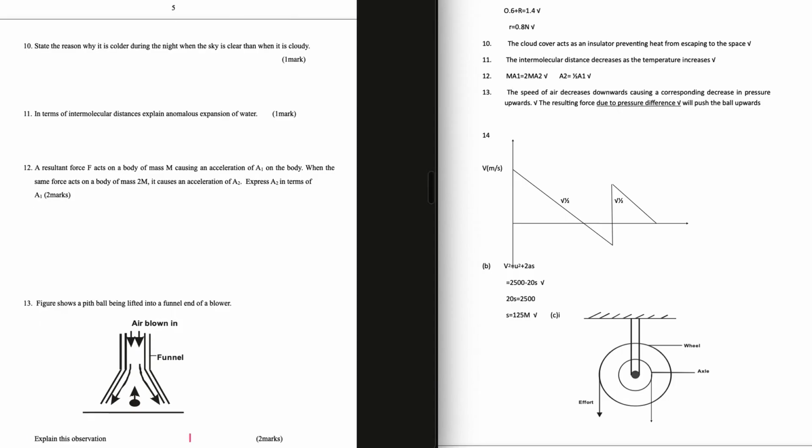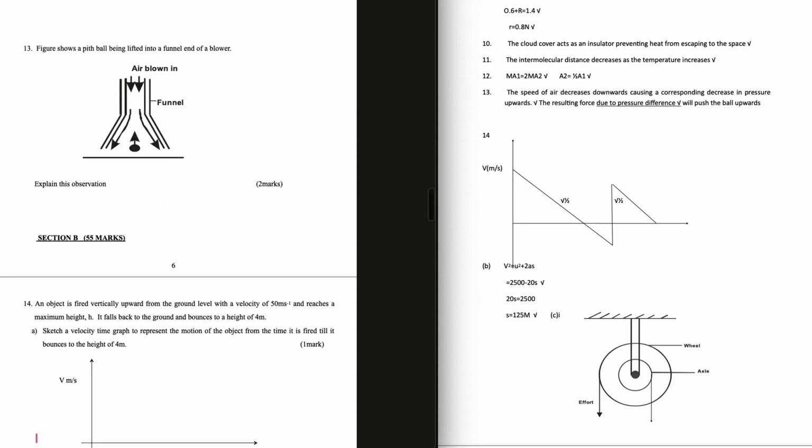Question 13. The figure shows a pith ball being lifted into a funnel end of a blower. Explain this observation. The speed of air decreases downwards, causing a corresponding decrease in pressure upwards. The resulting force due to pressure difference will push the ball upwards.